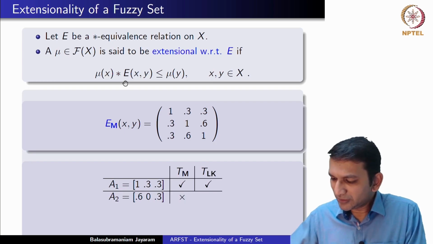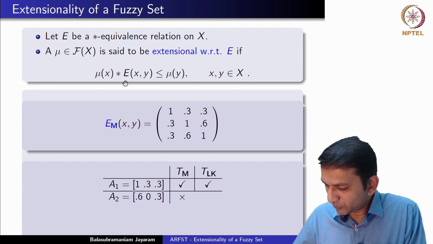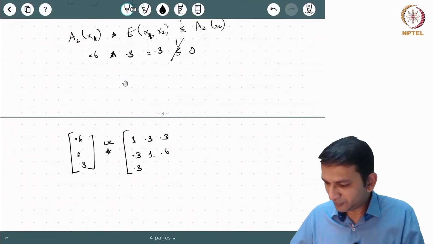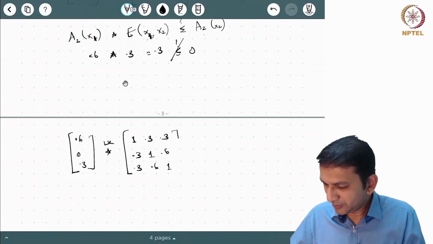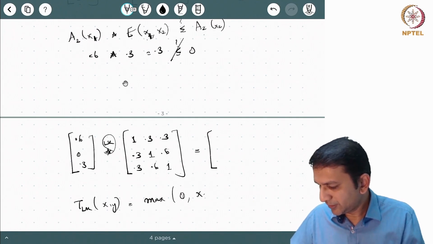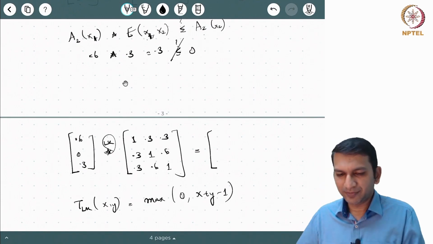Let's look at whether it is extensional with respect to the Lukasiewicz T norm. So once again we write it like this, 0.6, 0, 0.3. Now star is the Lukasiewicz T norm, and EM is the same. Note that we are going to use the Lukasiewicz T norm. What is the Lukasiewicz T norm? It says TLP of x, y is max of 0, x plus y minus 1.